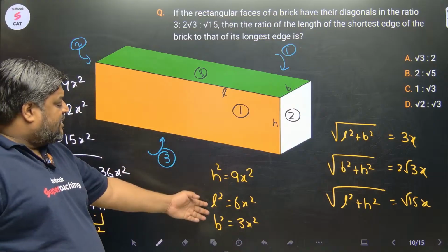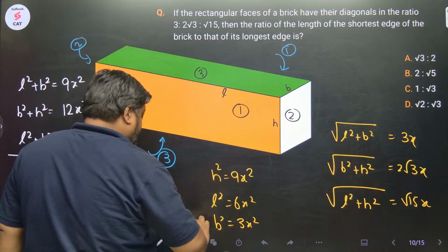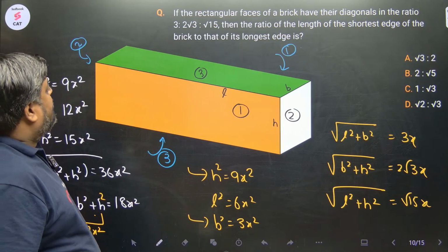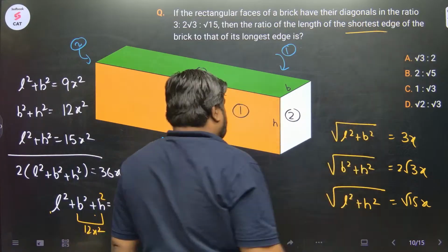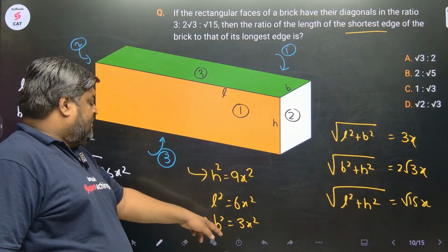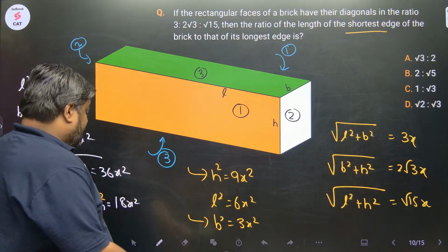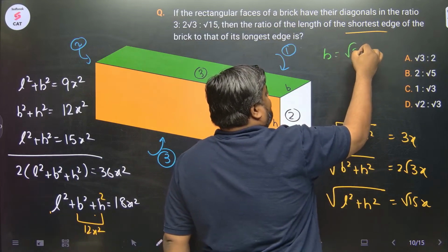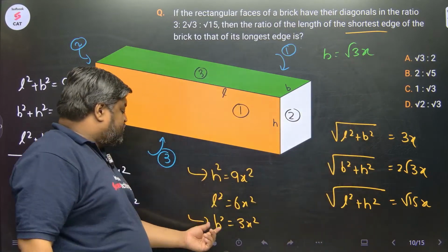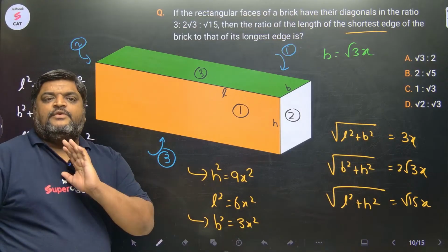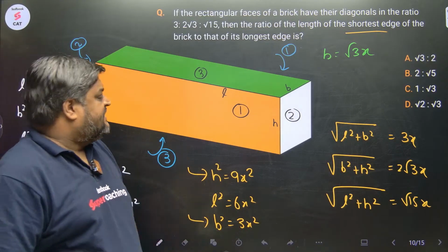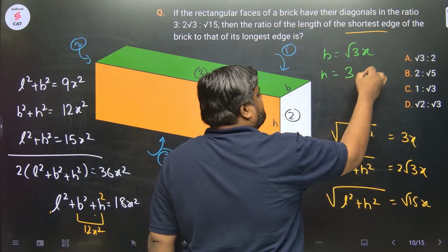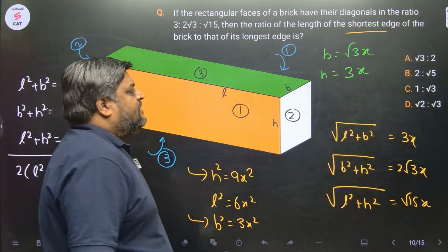अब इनमें से सबसे छोटा कौन सा है? सर, सबसे छोटा है बी स्क्वायर और सबसे बड़ा है एच स्क्वायर. ओके, और मुझे शॉर्टेस्ट टू लॉन्गेस्ट निकालना था. तो सबसे छोटा है b. b square is 3x square, तो what is b? Root 3x है ना. h square is 9x square. So what is h? 3x, right?